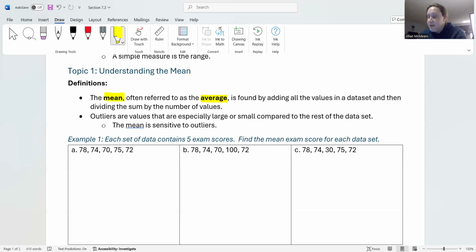Let's look at some examples. Example one says each set of data contains 5 exam scores. Find the mean exam score for each data set. To find the average, you quite literally add up your data items and then divide by how many items you have. So the mean, you'll sometimes see it called X bar.